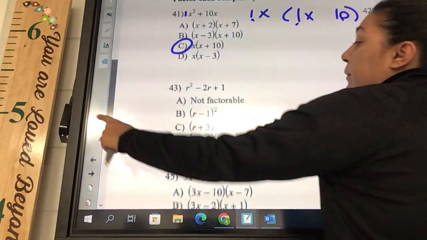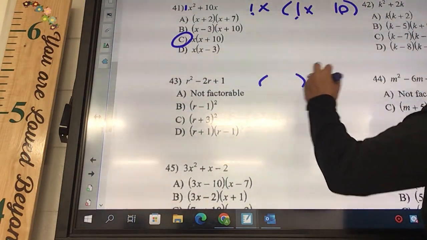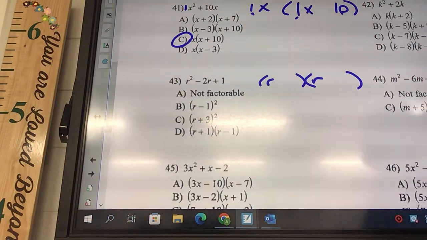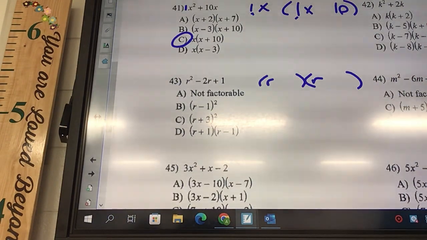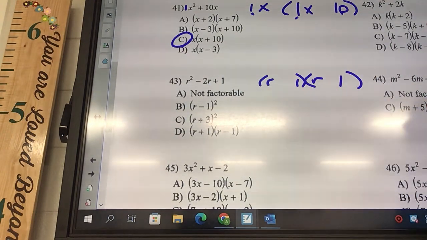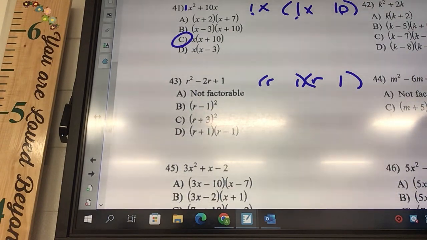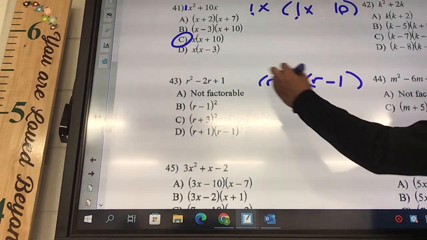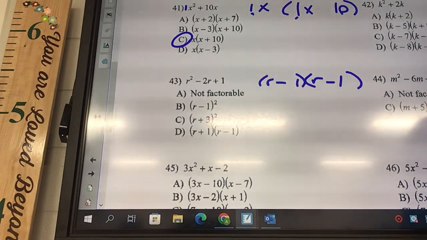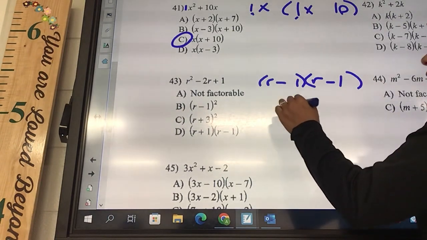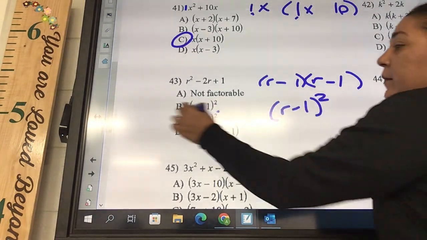Okay, 43. We're going to draw our 2 parentheses and we're going to say R and R. And we're going to find a list of what number? 1, right? What are factors of 1? 1 and 1. And I'm trying to get to a negative 2. How can I make that happen? They're both negative. Is that an answer choice up there? No, why not? That's the one where we have to write it twice. So you say R minus 1 squared.